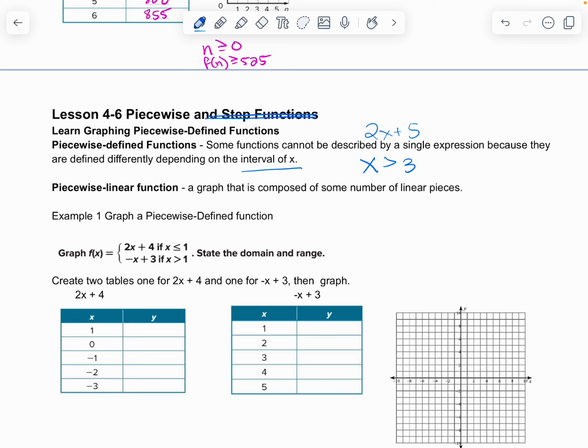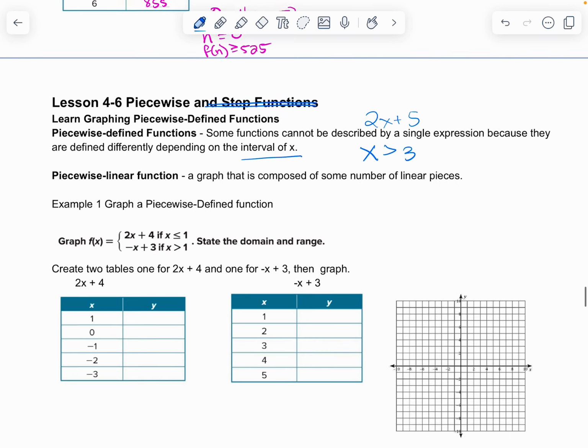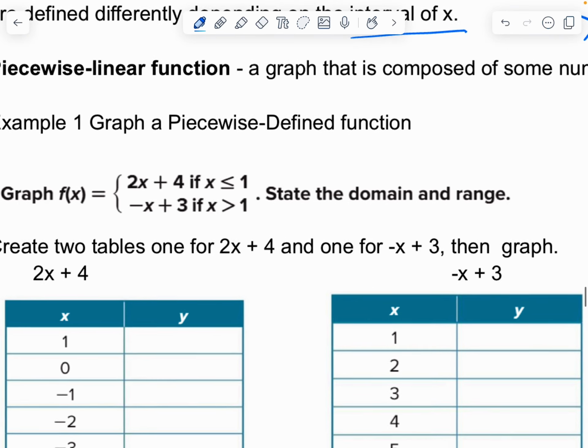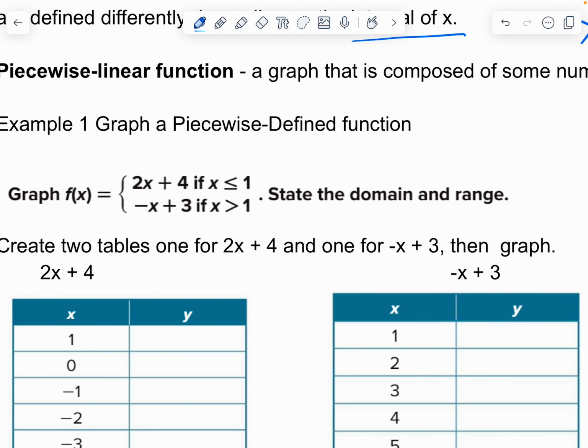Okay, a piecewise linear function is a graph composed of some number of linear pieces. So if we look at this, it's in pieces. There's one piece here and one piece here. So we have to look at this first. Numbers 1 and greater, then less than 1 up to 1.